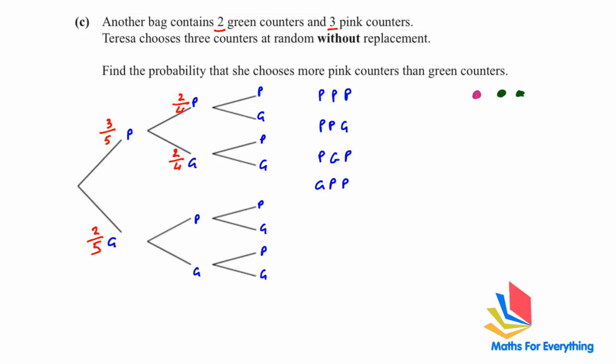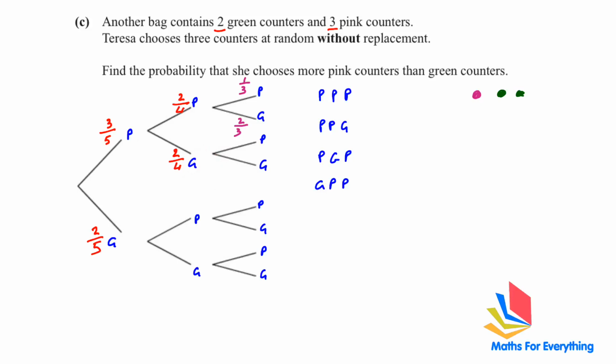And we don't put it back. How many green counters do we have and how many pink counters do we have now? Pink is 1 and the total number of counters is 3. And green is 2 over 3. In the same way, we are going to draw this branch also.